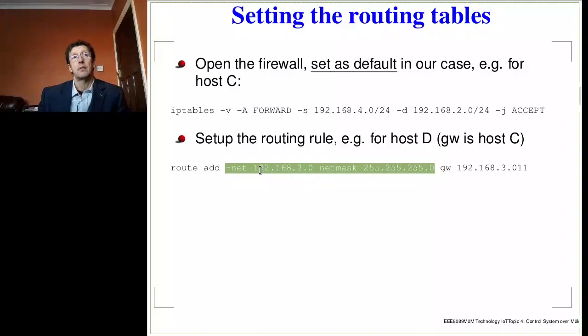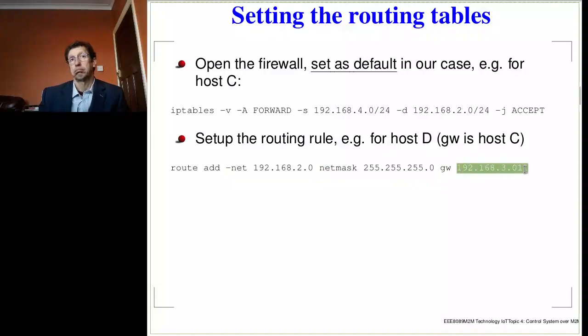And the net is 192.168.2. Right, it's on the left in our picture. And for that network, we need to use the gateway, this one. And this is for the host C, and C sits on this network number 3.